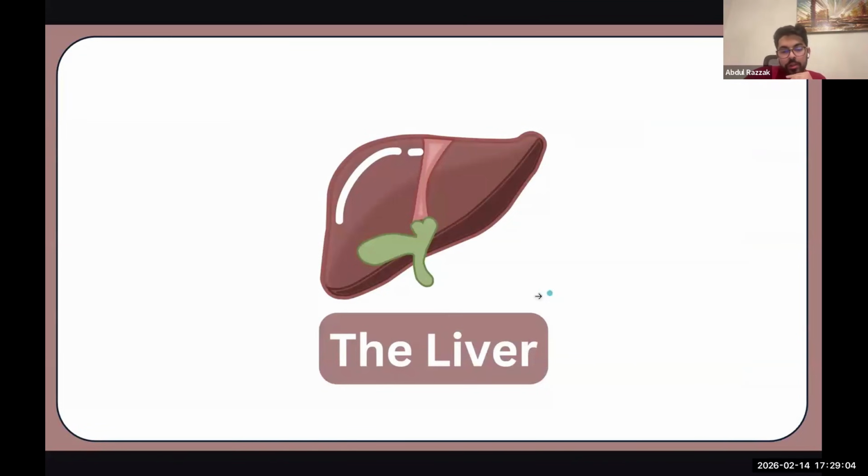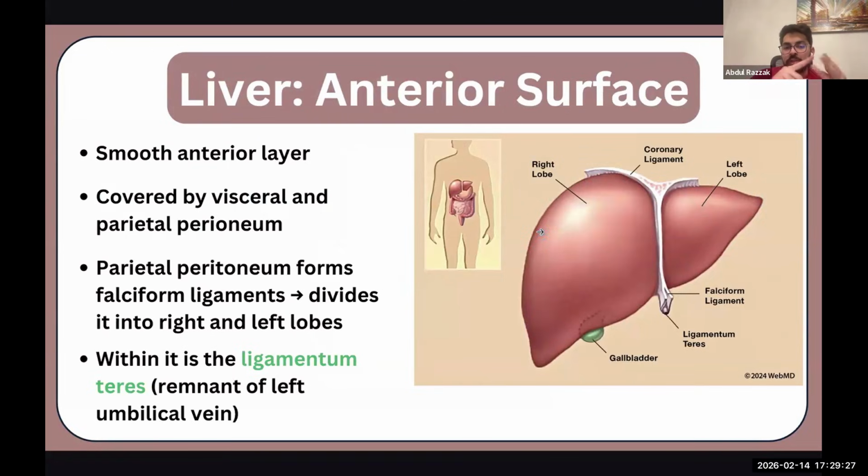Next is the liver. It is covered by both visceral and parietal peritoneum, so it's an intraperitoneal organ. The peritoneum forms the falciform ligament that divides the liver into a right lobe and a left lobe. This is our left, but this is the right lobe of the liver, and this is the left lobe. As a continuation of this falciform ligament, you have this ligament called the ligamentum teres, which is a remnant of the left umbilical vein. They might ask you to identify this structure, and you're going to say this is the ligamentum teres, and if they ask you about its embryological origin, you're going to tell them it is the remnant of the left umbilical vein.